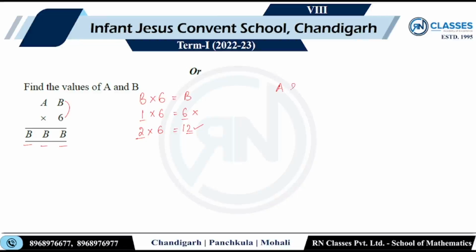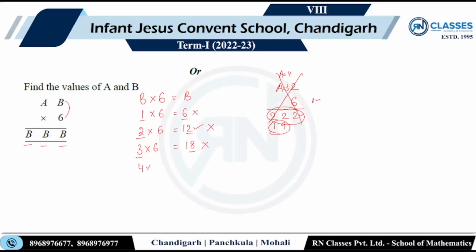A 2 6 2 2 2. 6 2s are 12. Wonderful. 1 carry. 6 into A, I can make it as 6 3s are 18. Plus 1, 19 ही आ सकता है. If I keep A as 3, nearest. If I take A as 4, 6 4s are 24, number बड़ा हो जाएगा. I cannot take this, means I have to exclude it. Right? 3 into 6 is 18. 3 and 8, no, I cannot use it.